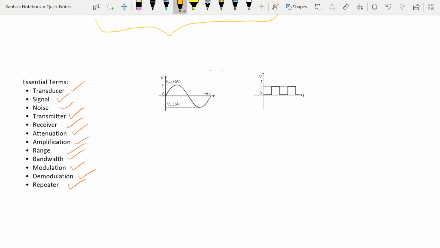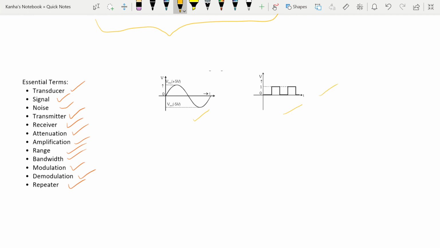So a transducer is a device that converts one form of energy into another. For example, you have microphones at home, those are transducers. What is a signal? Signal is the information that is converted into the electrical form, which can be both analog and digital. This is an analog signal and this is a digital signal. Okay. What is an analog? An analog is a continuously varying signal, and the digital signal is a discrete stepwise signal.